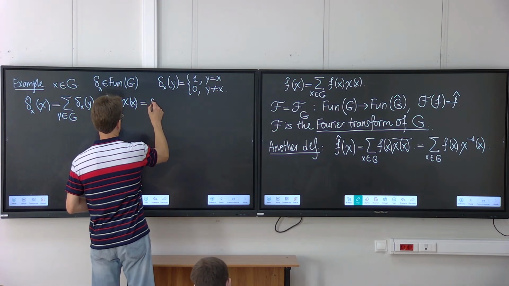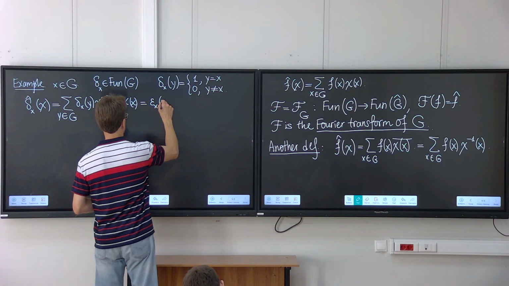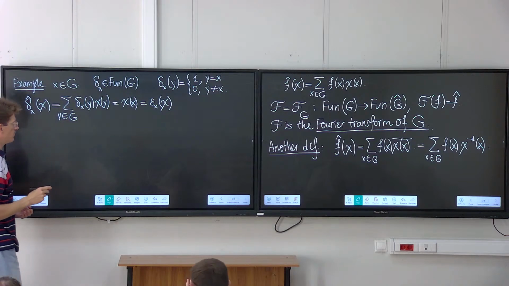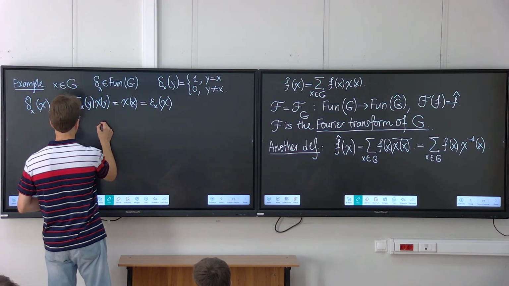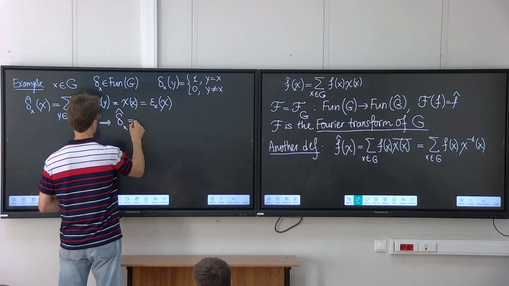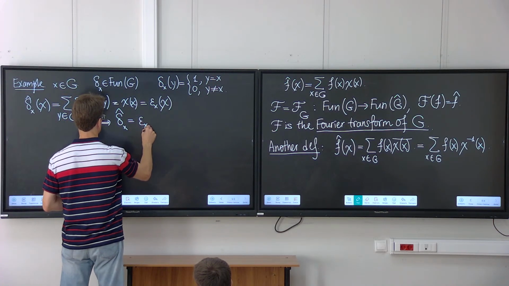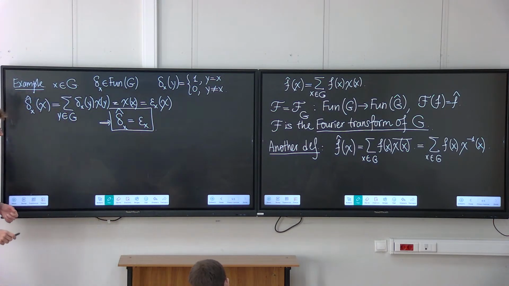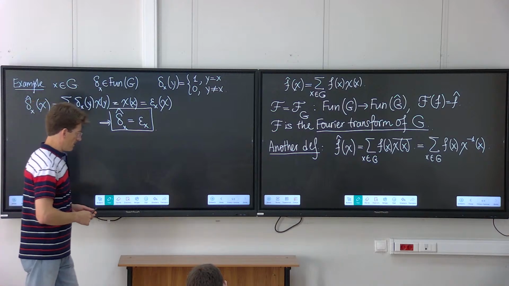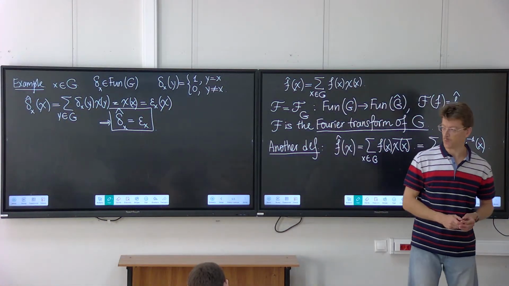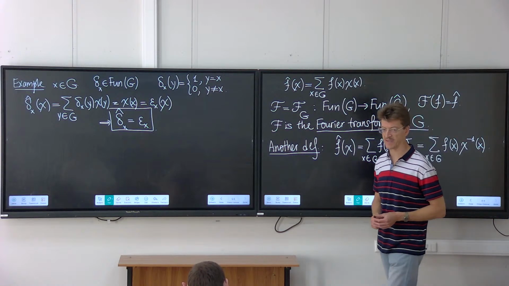And if we use our previous notation, we see that this is epsilon x applied to chi. So as a result, we see that the Fourier transform of delta x is the evaluation character epsilon x. Okay, now it's natural to ask what happens if we take the Fourier transform of a character.